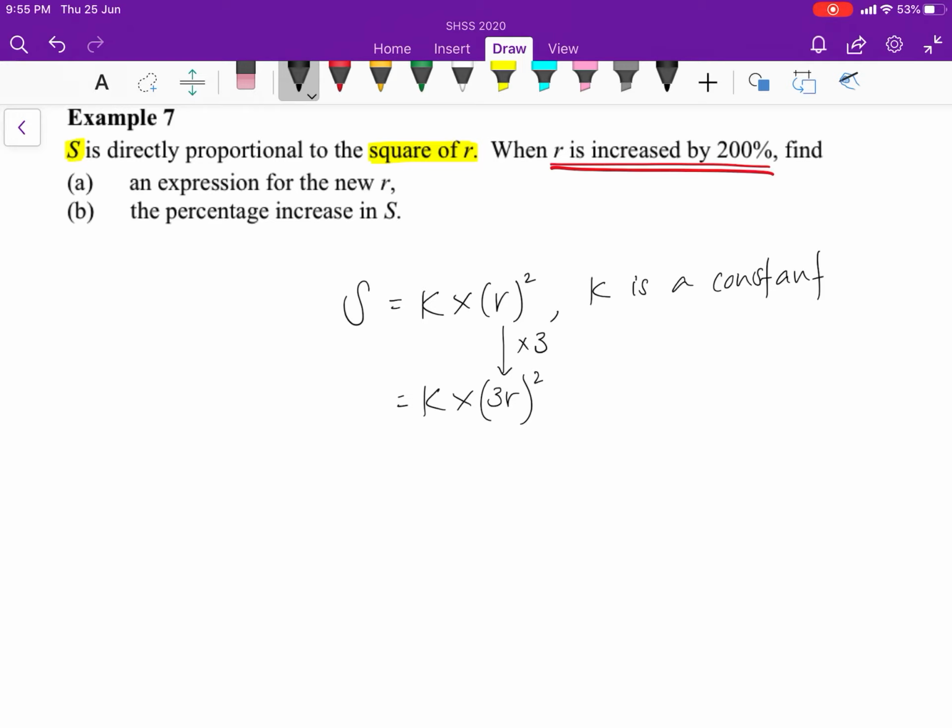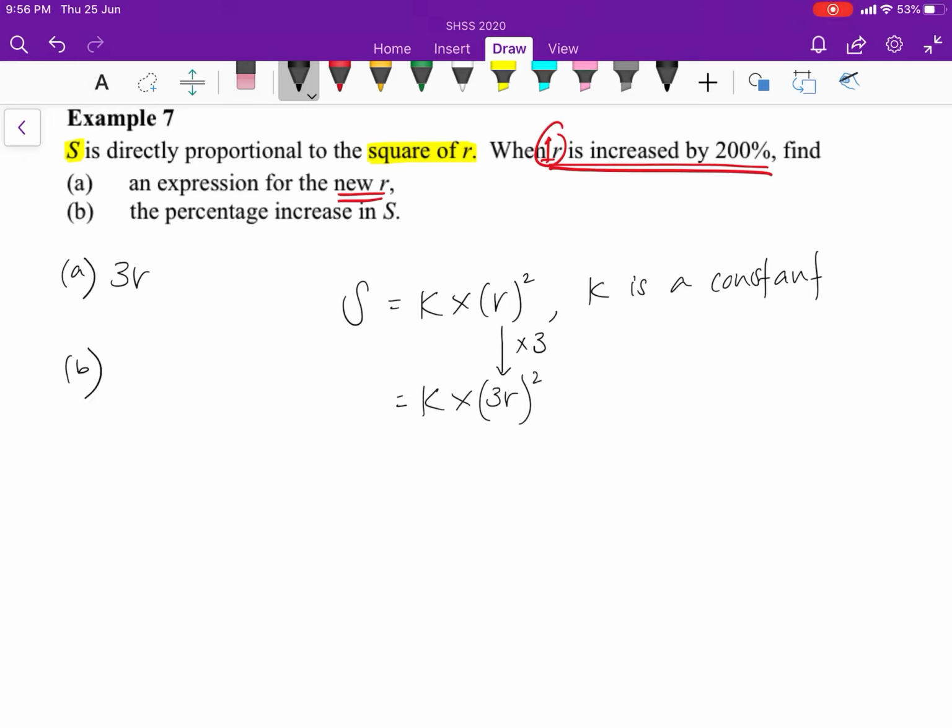Oh sorry, I haven't answered part A first. An expression for the new R. Original is 1R, increased by 200%. My final answer is 3R. Answer is just 3R. Alright, sorry, part B, let's go back.